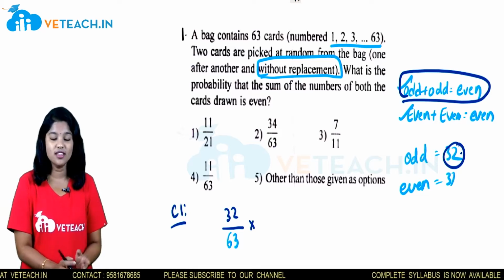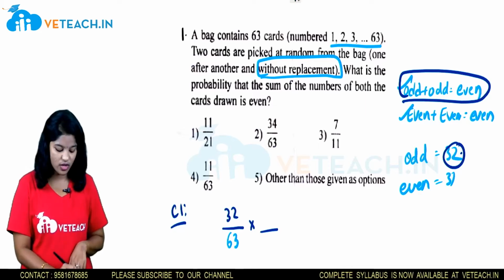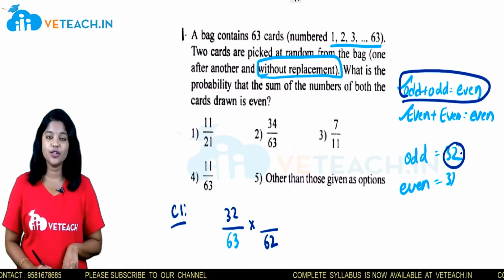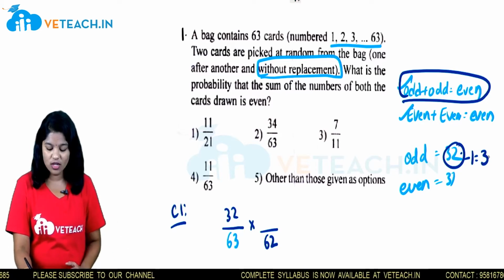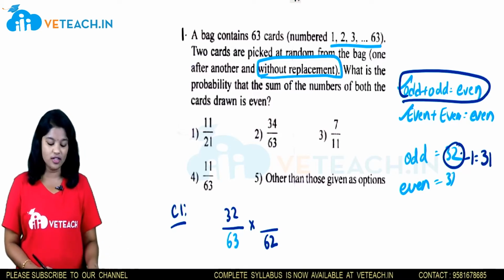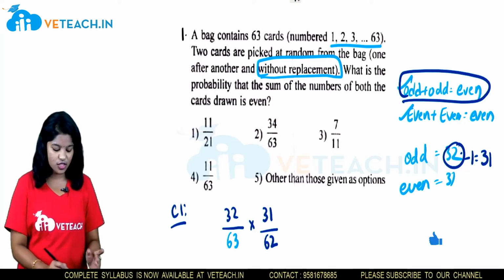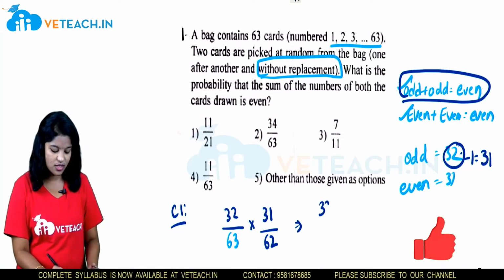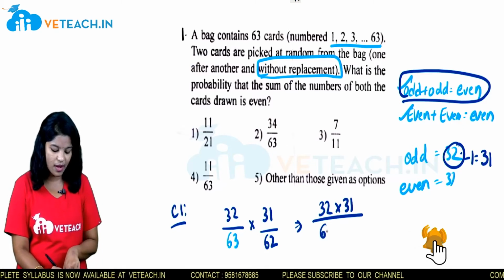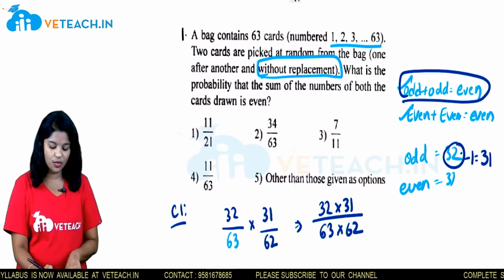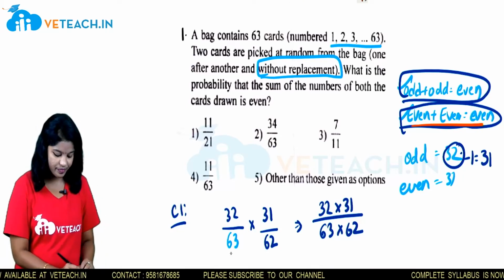Now, we should pick the second card without replacement. Already from 63 cards, one card is taken out, so the total number of cards will be 62. And out of these 32 odd cards, one is picked out, so the number of odd cards will be 31. Out of these 31, we should pick another card, so 31 by 62. So, the number of ways of picking 2 odd cards is 32 into 31 by 63 into 62.